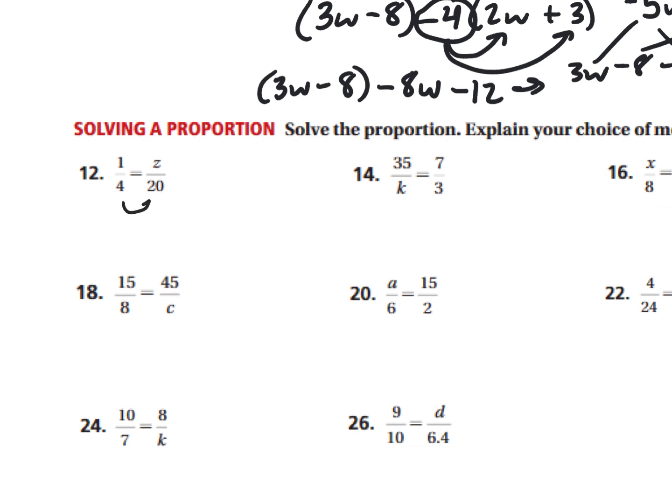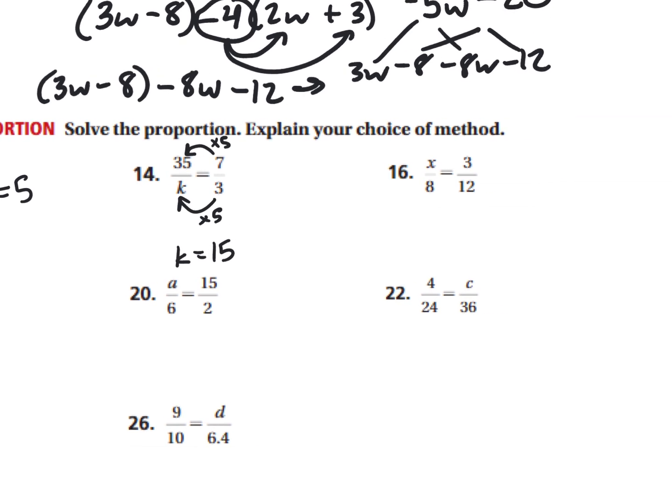So here, I notice right away that 4 times 5 is 20. To solve for z, I'm going to do 1 times 5. Z is equal to 5. Next up, I see 7 to 35 is times by 5. So I would have to do the same on the bottom. 3 times 5 is 15, which is what k is equal to.